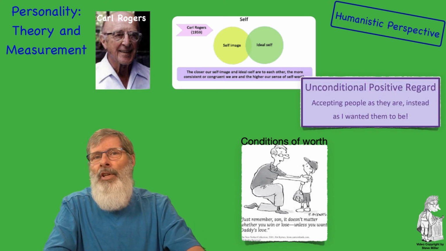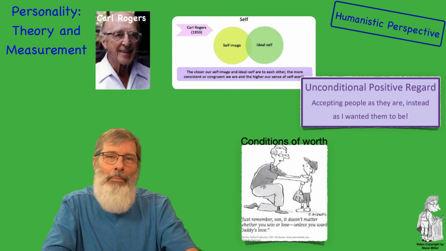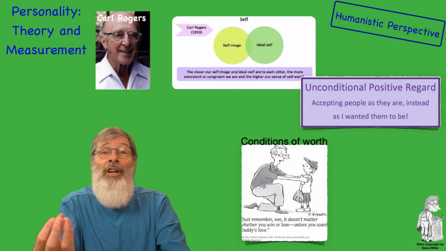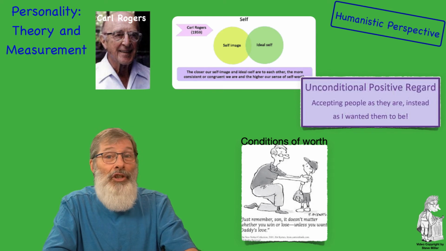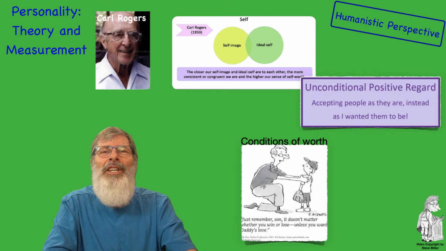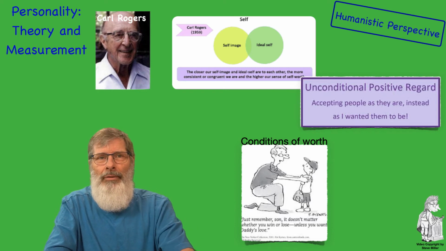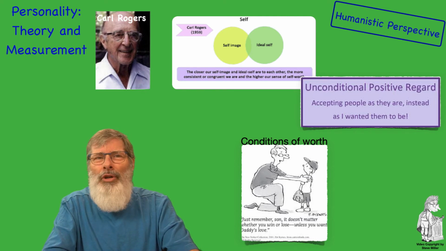Rogers believed that we have mental images of what we are capable of becoming, and these are learned self-ideals. We are motivated to reduce the discrepancy between the self-concept and our self-ideals. So if we're going to evaluate the humanistic perspective, well, the humanistic perspective helped emphasize the importance of personal experience. And the humanistic approach sees humans as free to make choices and assume personal freedom.